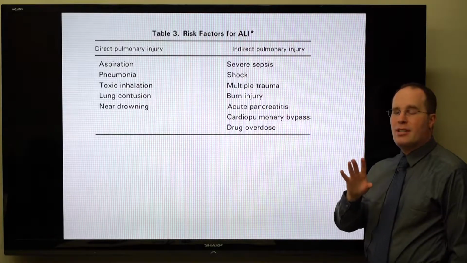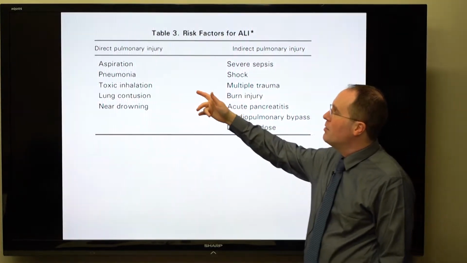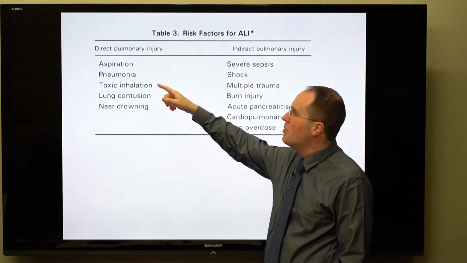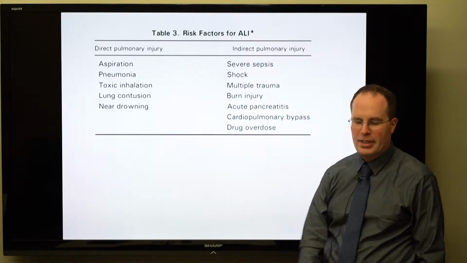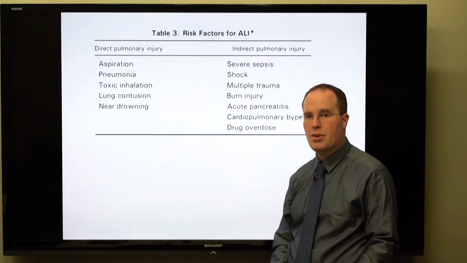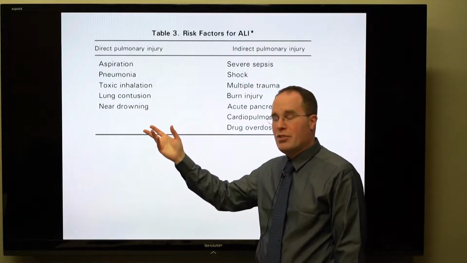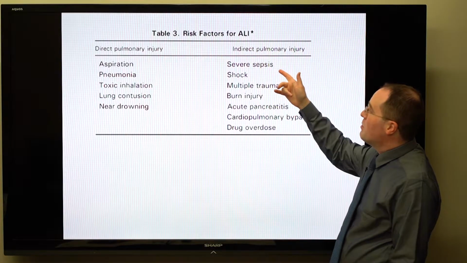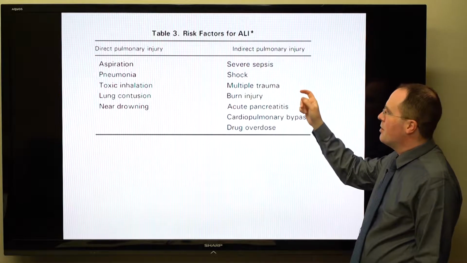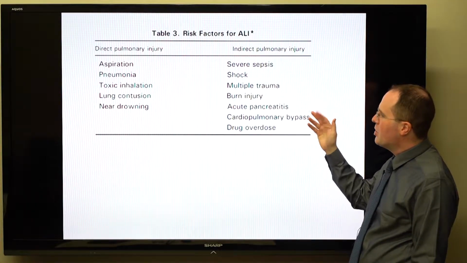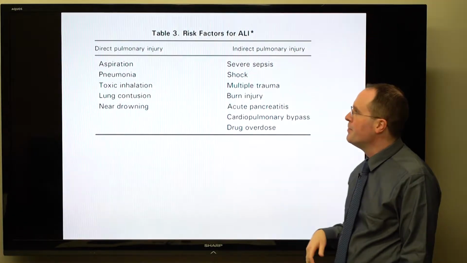And then a longer list of predisposing conditions that could prime neutrophils. It could be direct pulmonary injury like aspirations, pneumonia, toxic inhalation, like say a welder inhales some metallic dust, some zinc dust, for example. Lung contusion, say in a boxer, or near drowning. Indirect pulmonary injury, as we mentioned before, probably the most common one is severe sepsis. That could prime your neutrophils. Shock, trauma, burn injuries, acute pancreatitis, bypass, and many drugs can do this, especially overdose.